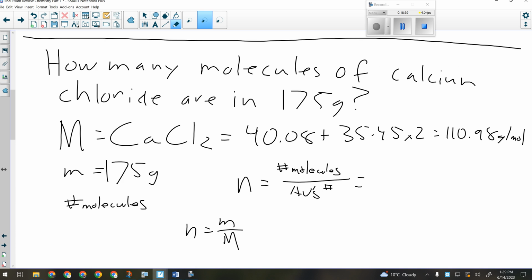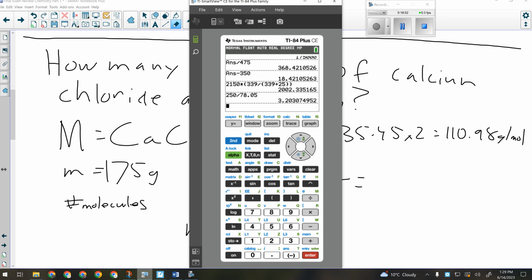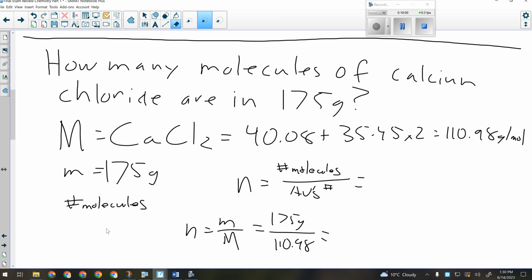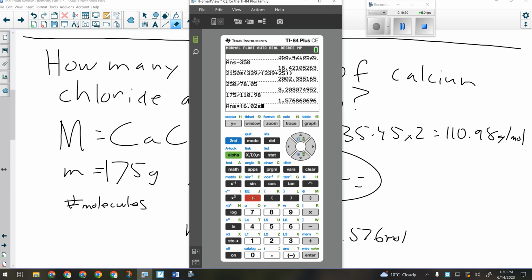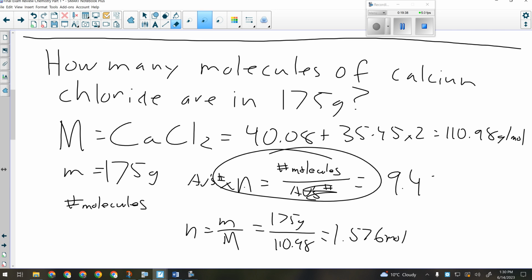Number of moles, little m over big M, because they told me I had 175 grams, and I got to divide that by 110.98. 175 divided by 110.98. So, there's my number of moles, 1.576. Right? Yes. Now, I'm going to use this formula here to get the number of molecules. So I'm going to take the number of moles and multiply it by the number of molecules in 1 mole, Avogadro's number. So when I do that, I take that number times 6.02 E23. We are looking at 9.49 times 10 to the 23 molecules. Sorry, I had to go so fast.